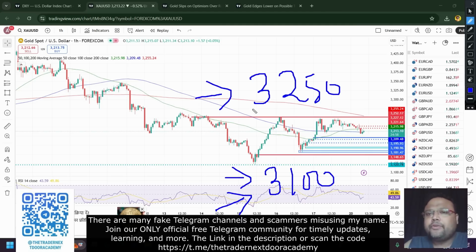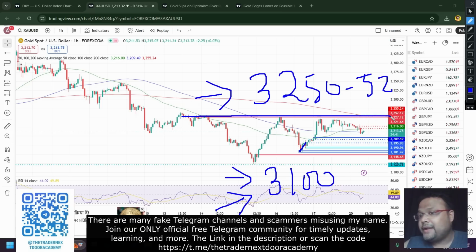So if market breaks the 3250, 3252 area during the US session, then we can look for a breakout and we can buy above it, because market is unable to cross this area, no doubt. But you can see the market has been testing or trying to break the level for quite some time, and the level has been tested 4 to 5 times already. Market has formed a higher low here.